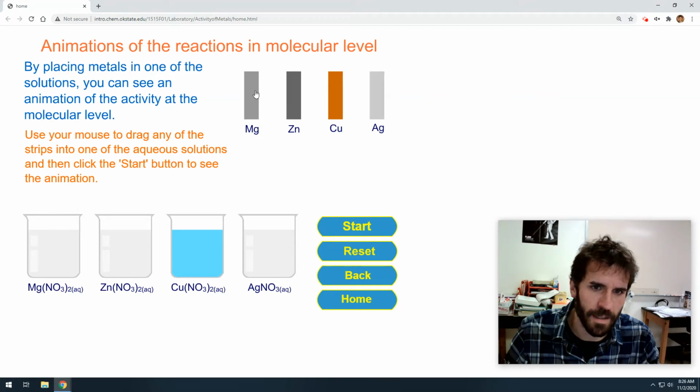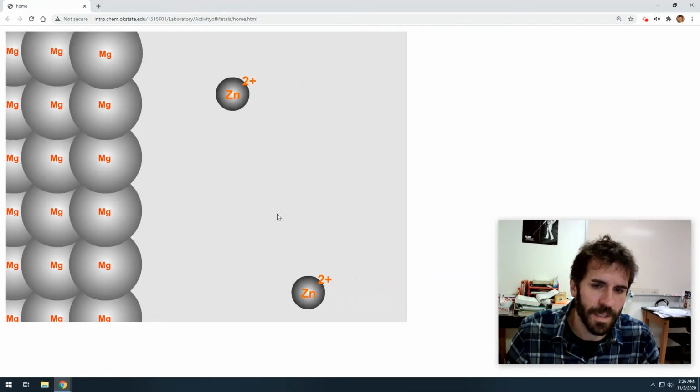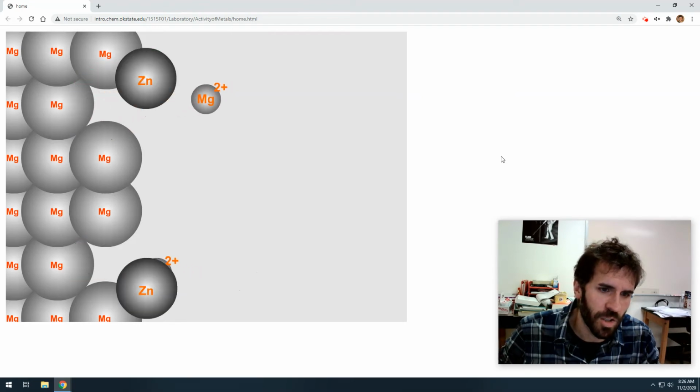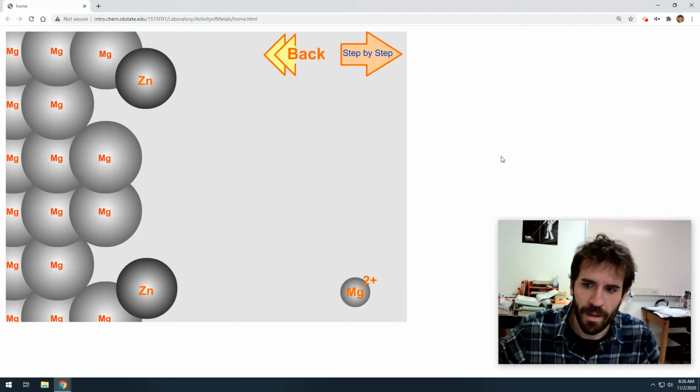However, if I reset this and I take my magnesium and I put it into my zinc, what we see are the zinc ions that are in solution are exchanging electrons with the magnesium metal that's in the bar. It seems as though the zinc has plated onto the outside of the magnesium bar. So we gain a layer of zinc.